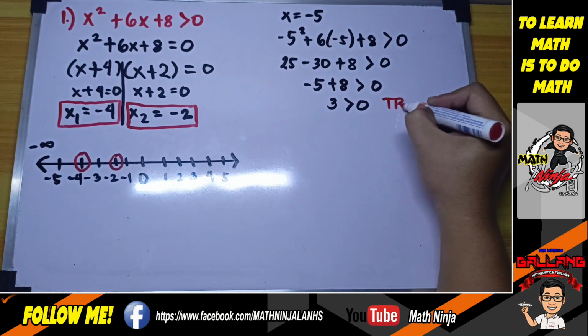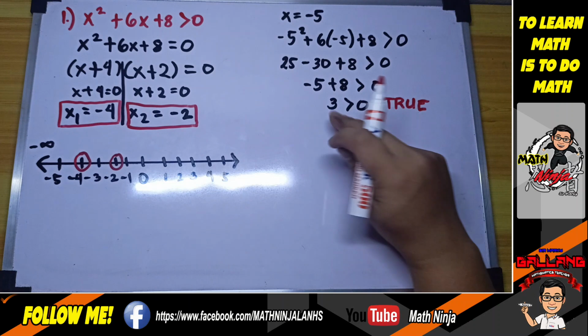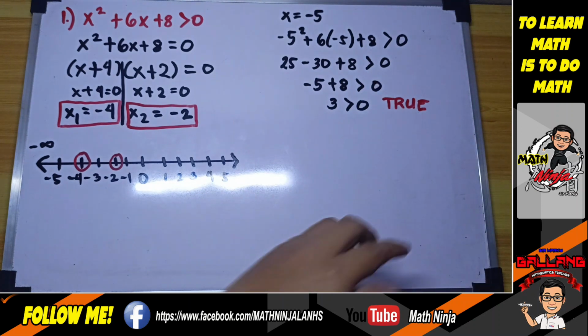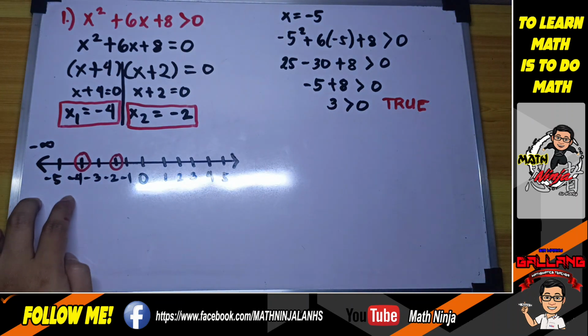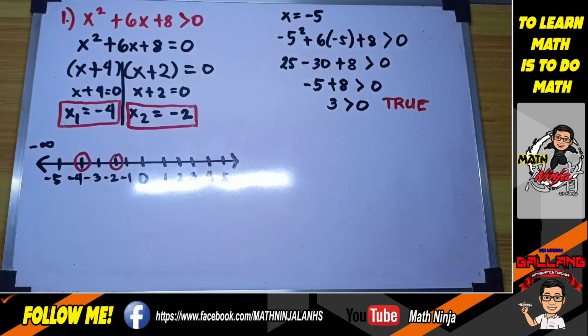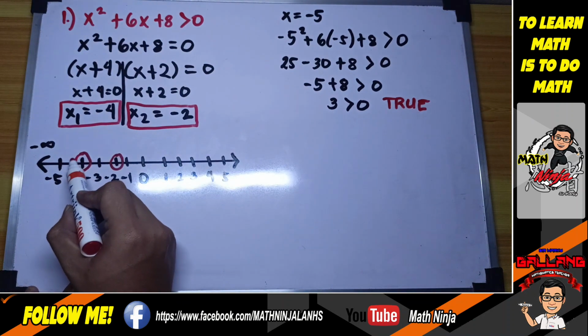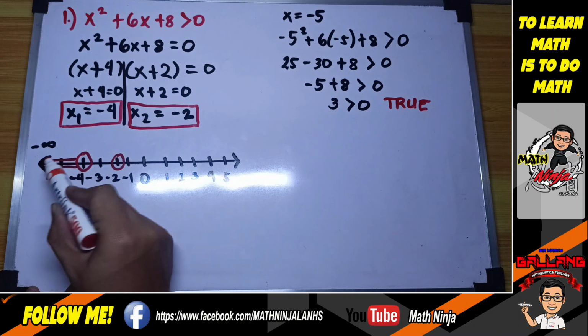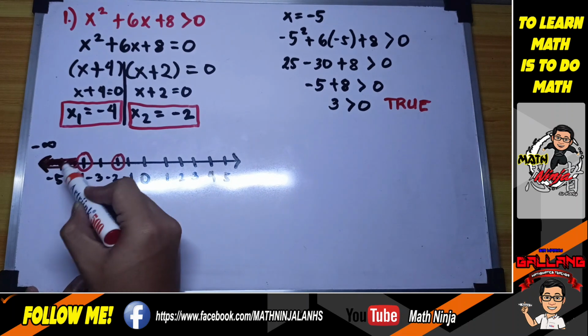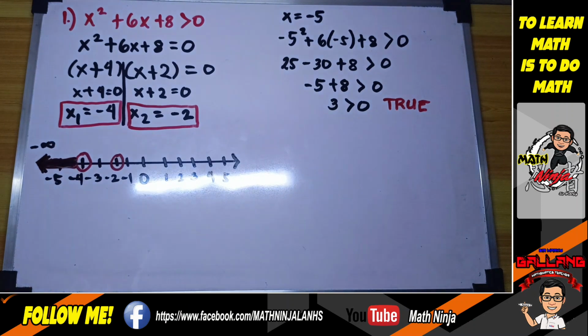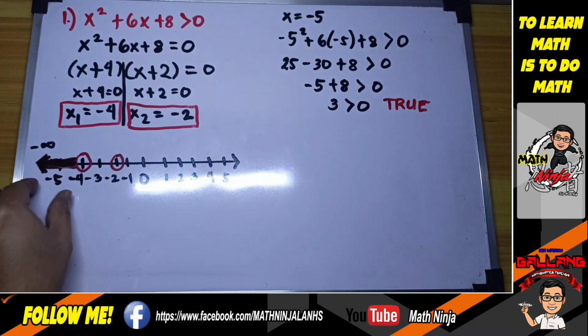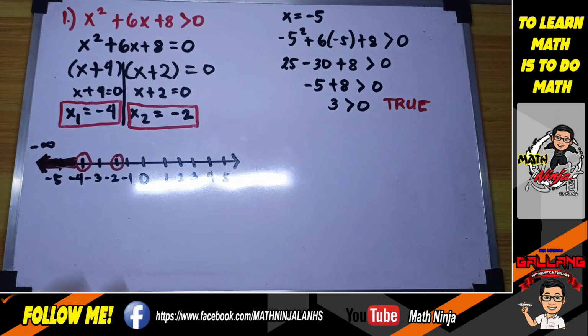Bakit naging true? Mas malaki naman talaga ang positive 3 kaysa sa 0. So, on this case, ibig sabihin, yung pinanggalingan ng negative 5 na region or part is a part of our solution set. Kasi nag-true siya. So, meaning, isi-shade natin yung part ng graph na yun. Ibig sabihin, kasama siya sa ating solutions. Okay? So, tapos na tayo doon sa first part or first region ng ating number line. So, punta na tayo ngayon sa second part.